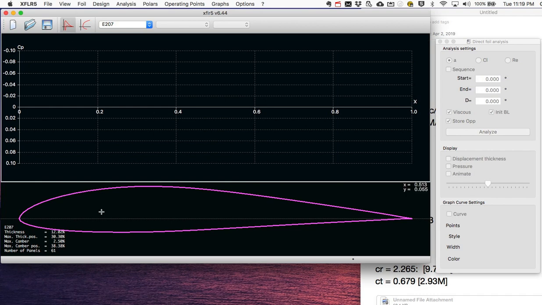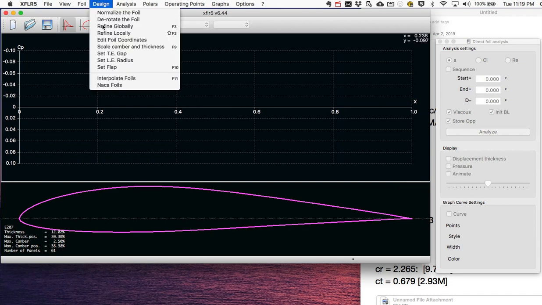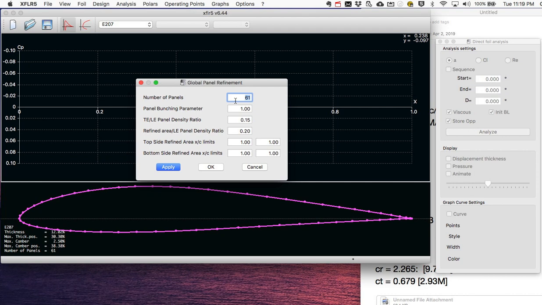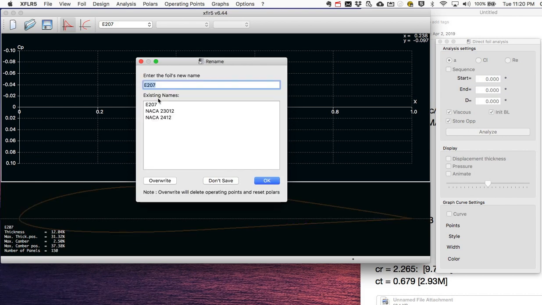This gets imported. I think there are maybe 50 points in the actual data, and we need to redistribute. So here I go to design, refine globally, and you can do fancier stuff if you want, but we just need to refine globally. We're going to switch the number of panels. It looks like there were 61 points in the raw file, up to 150. When I hit apply, you'll see the clustering that will occur here and refinement, hopefully. Okay, done.